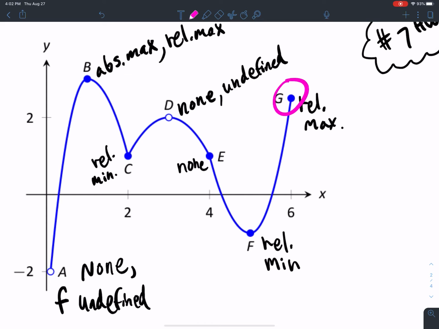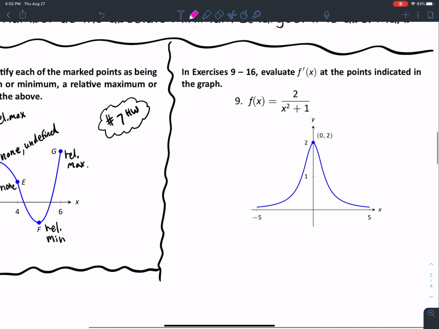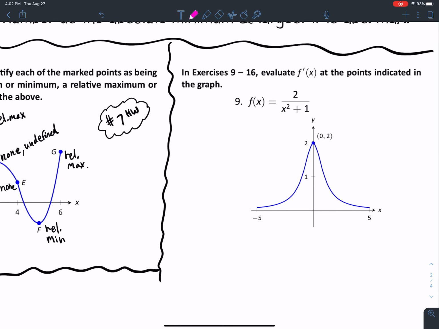And then here at the endpoints, we need to always check our endpoints. If they are defined, this one is defined versus that one that was not defined. It was undefined. And so that is a relative maximum. All the y values around it are less than it. Okay? All right. Let's go on to this problem right here.